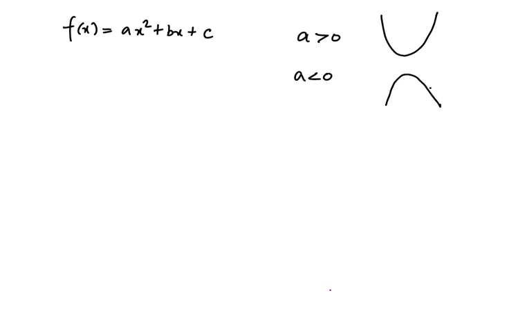Let f(x) equal ax square plus bx plus c, a quadratic polynomial. What I'm going to derive here is that if the coefficient of x square is positive, then the parabola opens in the upward direction, and when it is less than 0, it is an inverted parabola. Before I start, you need to understand that when a is greater than 0, the parabola is opening up.